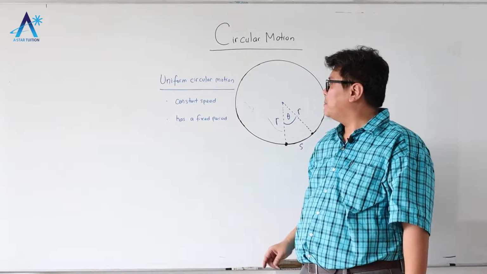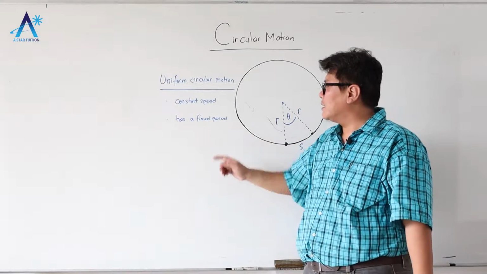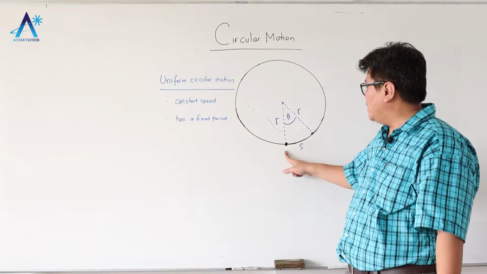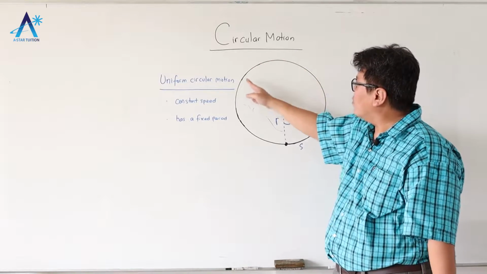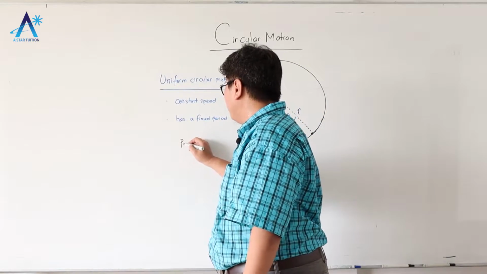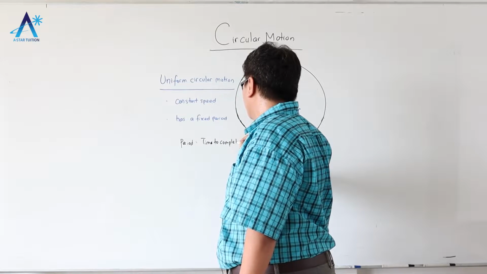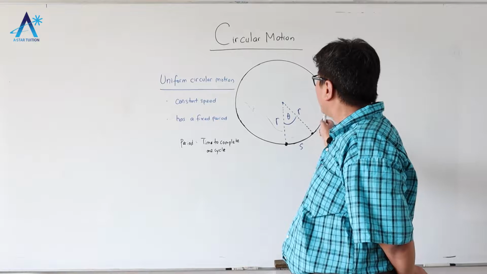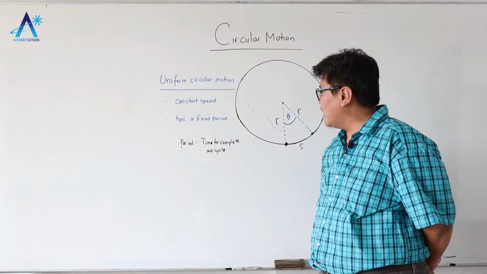Okay. Constant speed means that the speed here equals the speed here and elsewhere, so that it has a fixed period. What is period then? The period is the time it takes for this particle to move anticlockwise around the circle once and back to the original point. So the time is called the period. We can define the period as the time to complete one cycle, and one cycle is defined as the process of completing one circumference of the circle.